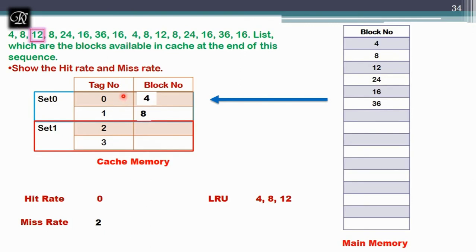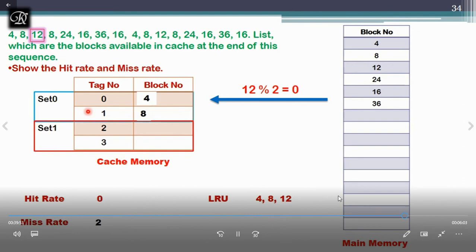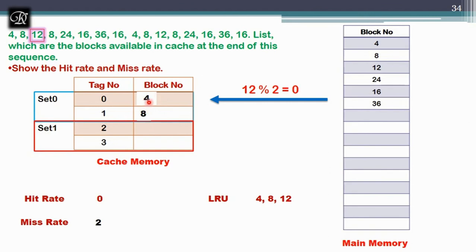Next, request for 12. Again there is an increase in the miss rate because there is no 12 in the given cache. I find the modulus and decide which set 12 has to go to. After deciding set 0, I have to apply LRU to decide which block has to be replaced. You can see here 4 is the least recently used. So I replace 4 with 12 and increase the miss rate.